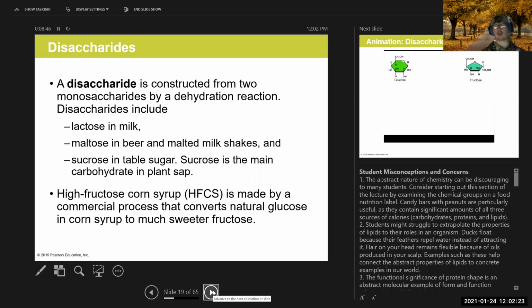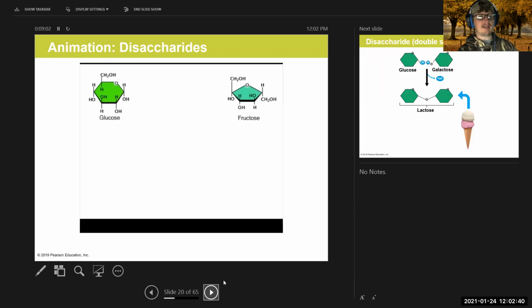You may also have heard of high fructose corn syrup, and so this is just a commercial process where they take natural glucose and convert it into a much sweeter fructose molecule. All right, so now we have a video showing this dehydration process of glucose and fructose to make a disaccharide.